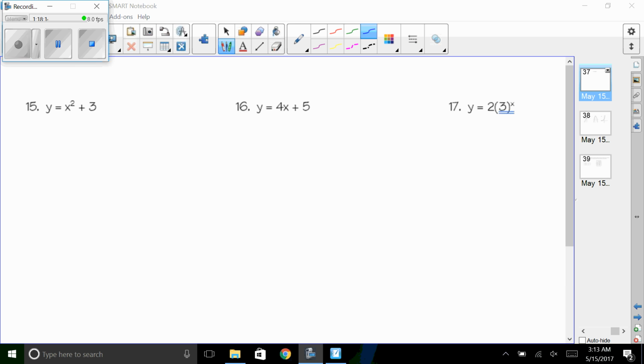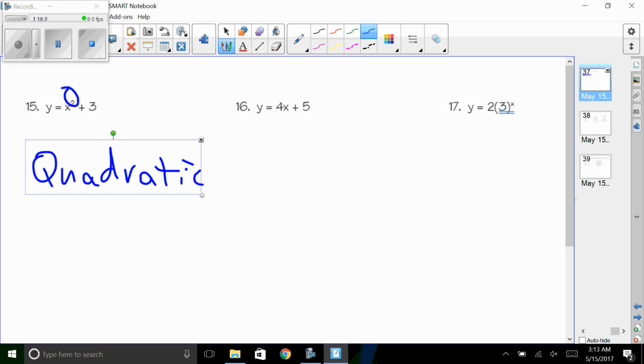Looking at the equations, again, this has an x squared term, so that makes it quadratic. This has a linear term of x, so that's linear. And this has an x in the exponent spot, so it's exponential.